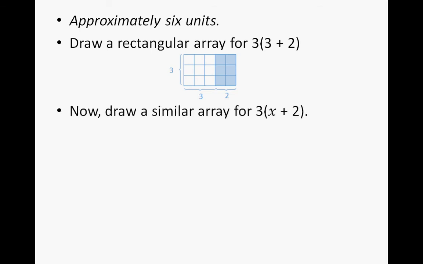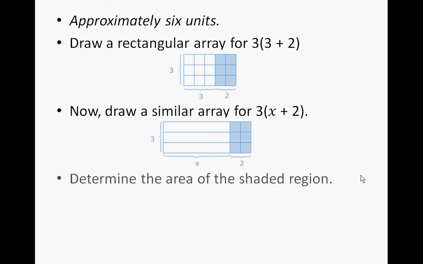So now draw a similar array for 3 times the quantity of x plus 2. If this is representing x plus 2, again we would just triple it so that we have a bigger rectangle that represents 3 times the quantity of x plus 2. So determine the area of the shaded region. Well, that would be 6, because if we have 2 times 3, this would be a total of 6 units.